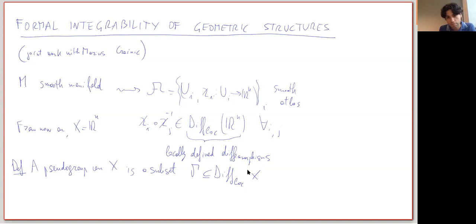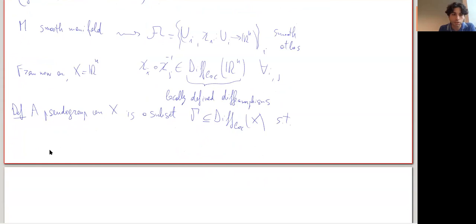which satisfies certain properties. Of course, since I call it a pseudogroup, the properties should have something to do with a group. It should behave similarly to a group. And that's indeed the case. So what are the properties? First of all, I want the identity of X to be in Gamma. That's quite a standard, normal thing to ask.